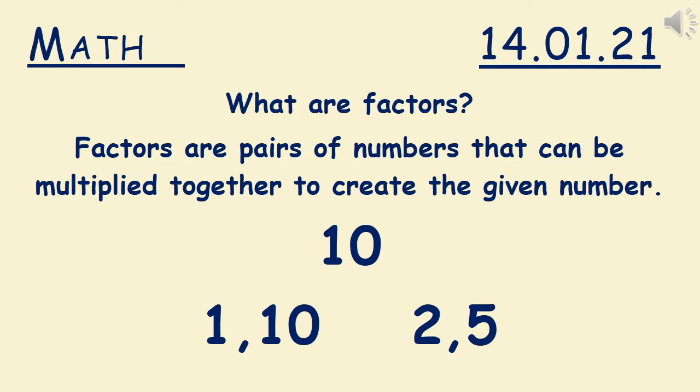So here's a quick recap. What is a factor? Factors are pairs of numbers that can be multiplied together to create the given number. For example, the given number here is 10. We can multiply 1 and 10 to make 10, and 2 and 5.